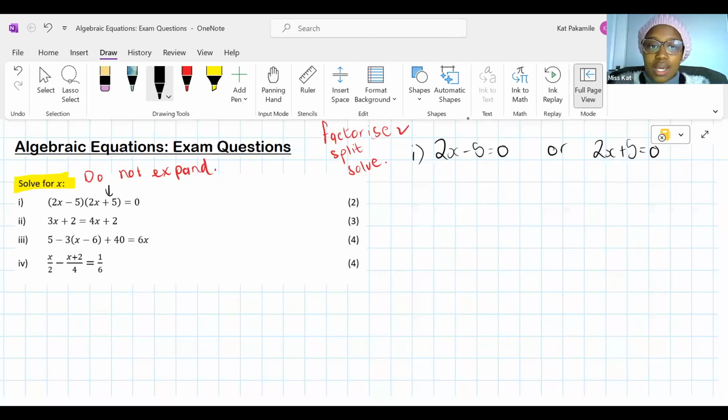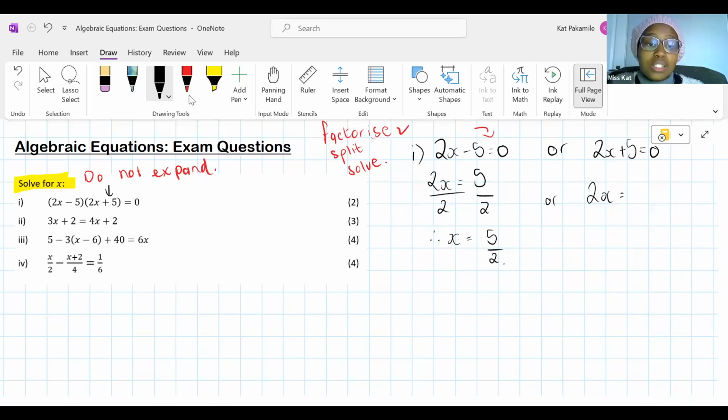So here we would say 2x is equal to, when the 5 goes over, it becomes a positive 5, and then you divide both sides by 2 to get rid of this coefficient. Therefore, x equals 5/2. If they didn't say to you, rewrite it as an improper fraction, as a mixed number, or as a decimal, then you leave it as 5/2. Just leave it as it is to avoid mistakes. And then on this side, you're going to say 2x is equal.